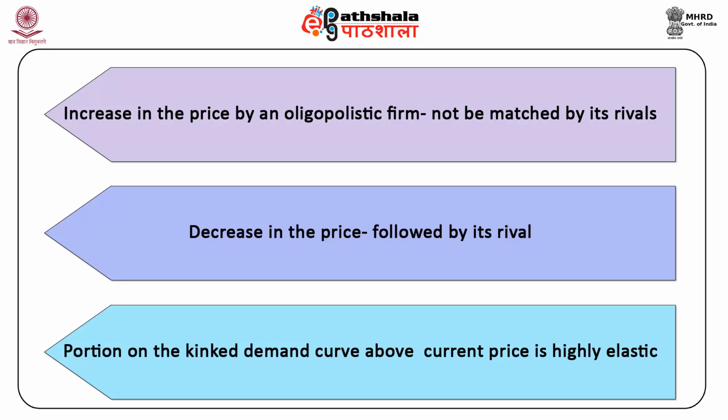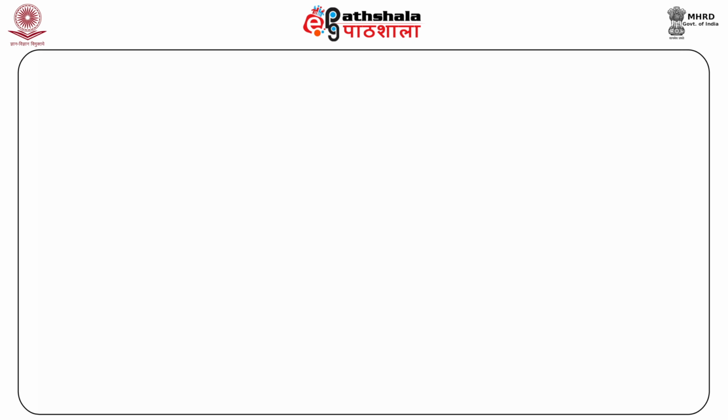The portion of the kinked demand curve above the current price is highly elastic, and the portion below the current price is less elastic. Hall and Hitch fixed the current price on the basis of average cost, and at this price a kink in the demand curve is formed. It is shown in the figure.